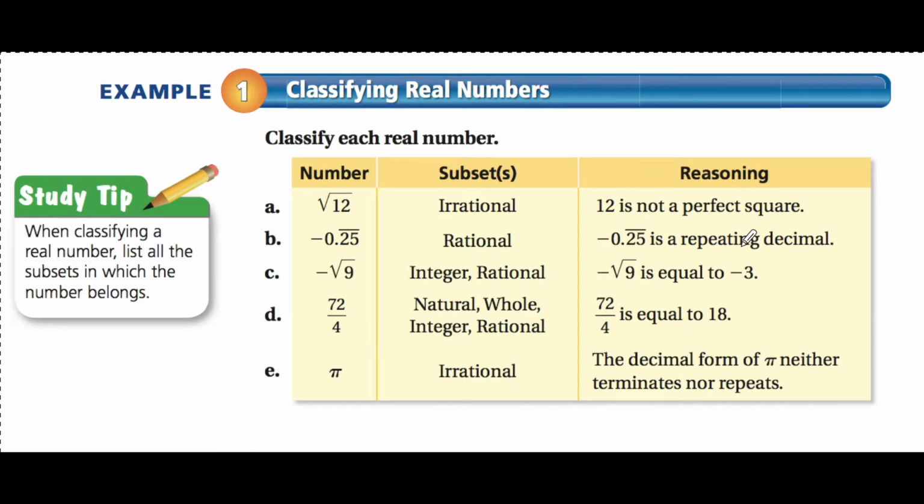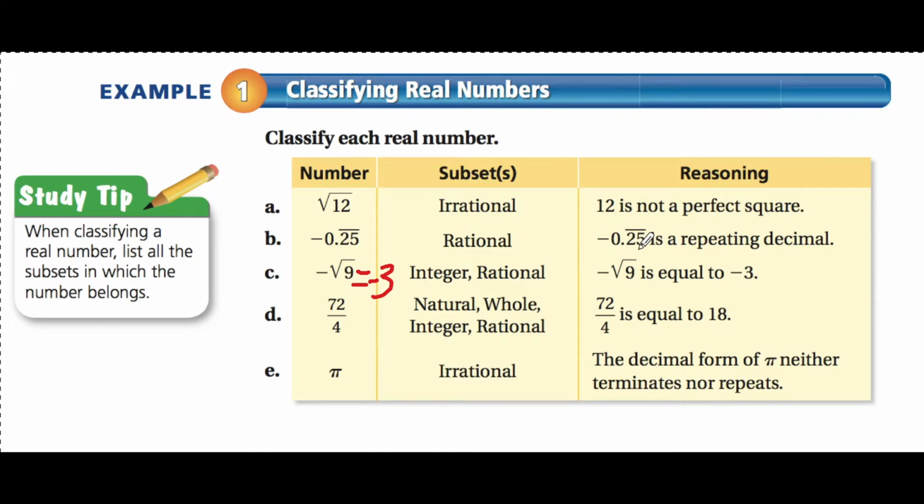The negative square root of 9 is a perfect square. We know the square root of 9 is 3, and it's the negative square root, so the number is negative 3. So negative square root of 9 is equal to negative 3. Let's just write that down. It's equal to negative 3. And we know that negative 3 is an integer, and it's rational. Because it's an integer, it's also rational.